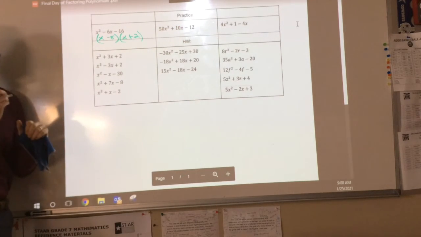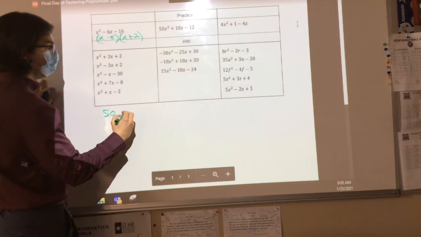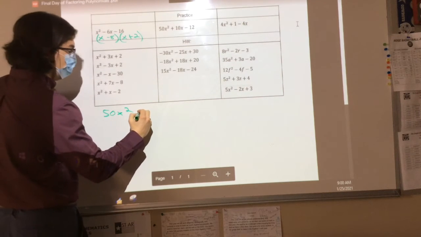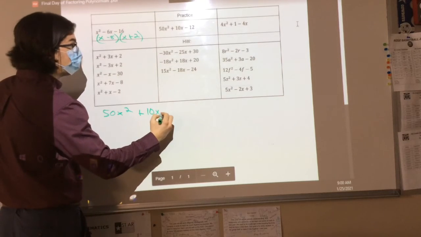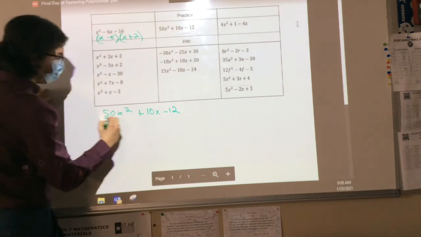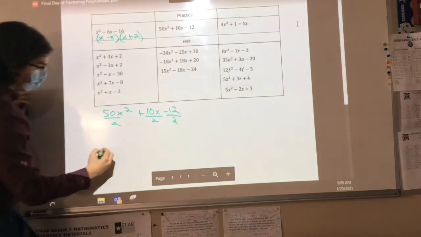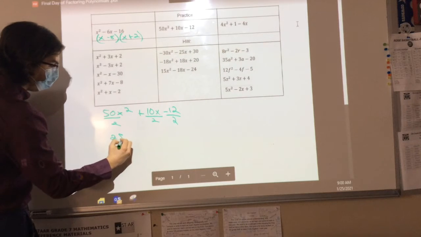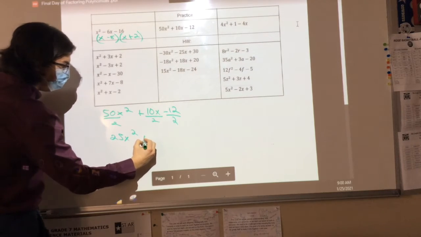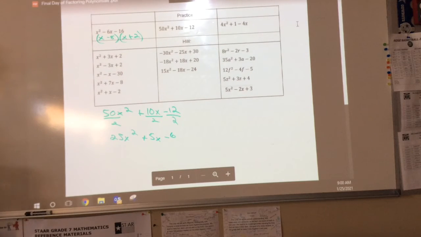So I'm going to take this problem and write it down here again. Tommy, can you see okay? Okay, cool. So we're going to have 50x squared plus 10x minus 12. I'm going to divide all 3 of these terms by 2. That's going to leave me with 25x squared plus 5x minus 6.